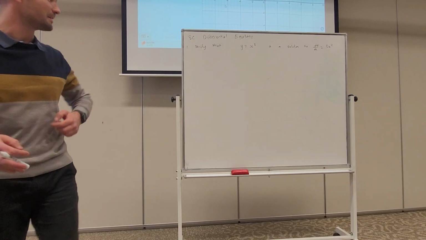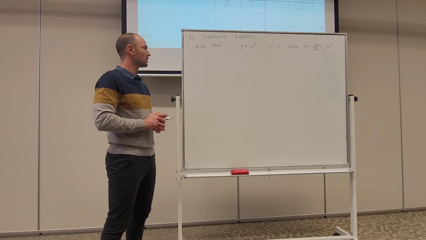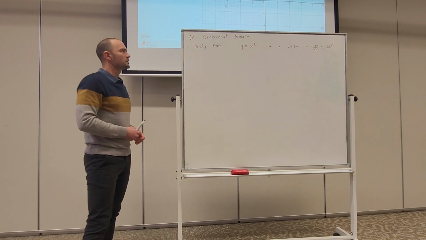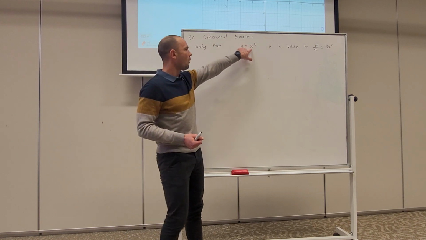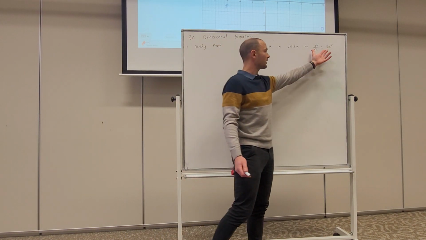So we've got 8c, differential equations, and we're just continuing on with our implicit differentiation. So what we have here with question 1, we've got y equals x to the 3, and now we know if we're going to differentiate it, this is what we're going to have.